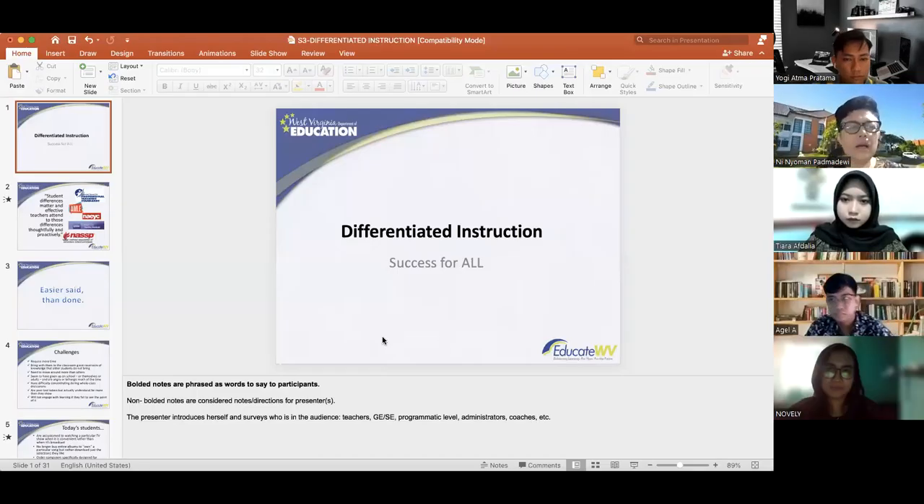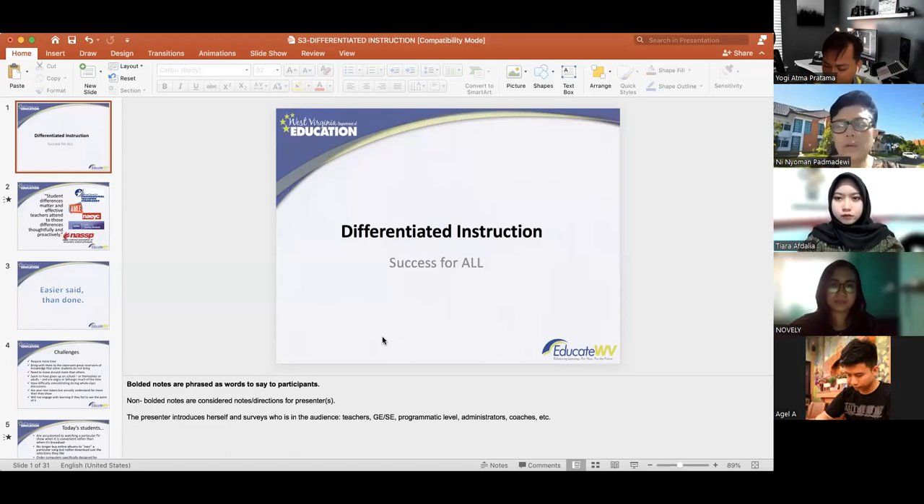So if you are talking about differentiated instruction, you have two words here, differentiated and instruction. You can guess the meaning will be how the instruction must be differentiated. Why do you think differentiated instruction is needed? Anybody can tell me, please? May I, ma'am? Yes, please, Noveli.